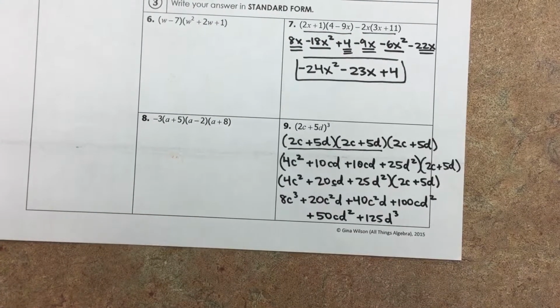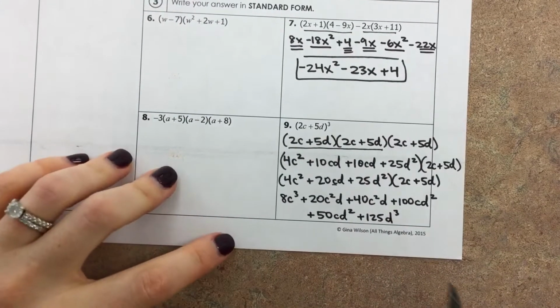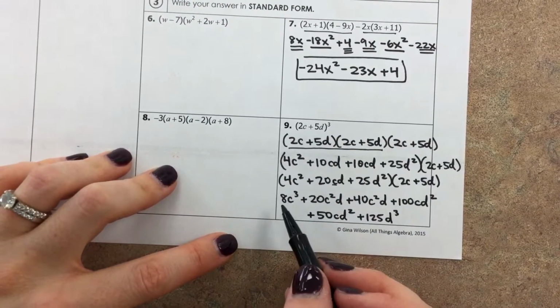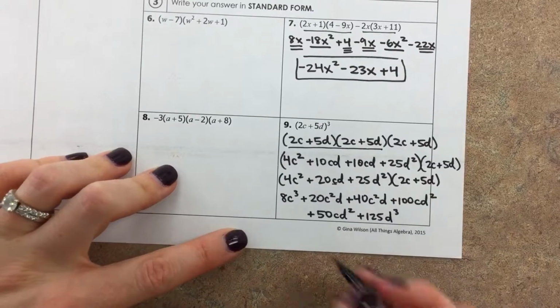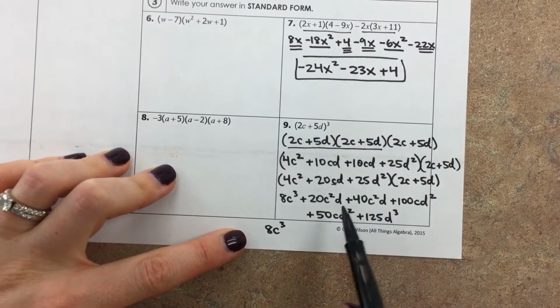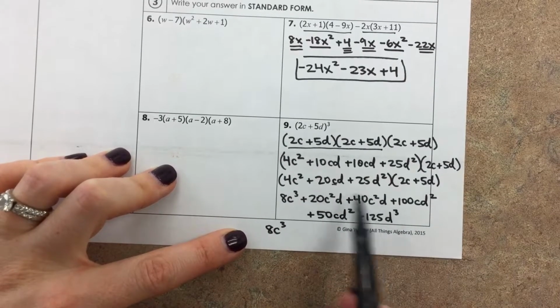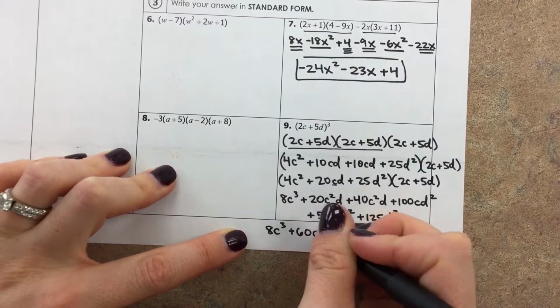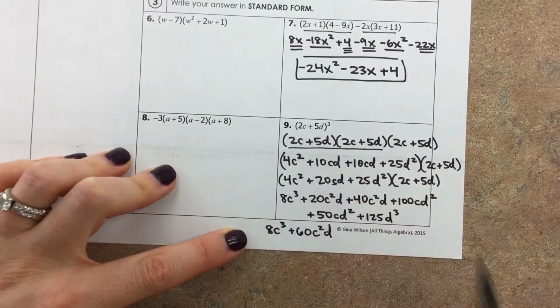Finally, I'm going to combine up my like terms and extend it a little into the bottom here. So C to the third, remember standard form means I go in alphabetical order, so I start with the C's. So this is the only C to the third, so I just have 8C to the third. Then I move to my C squared, so these two have the exact same variable part, so I can add those together, 20 and 40 would be 60 C squared times D.